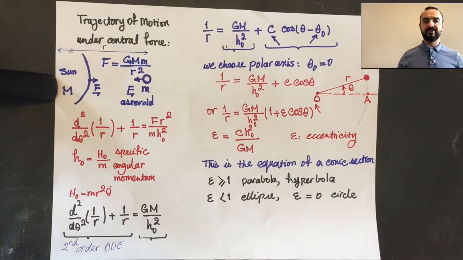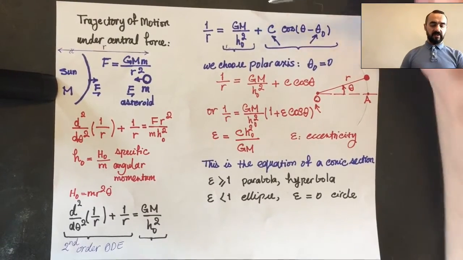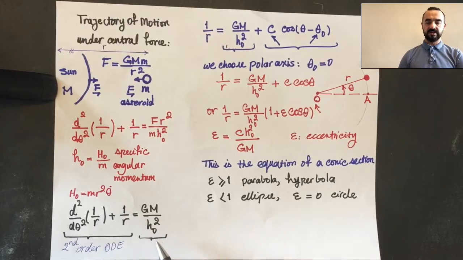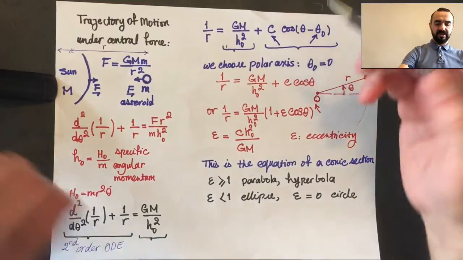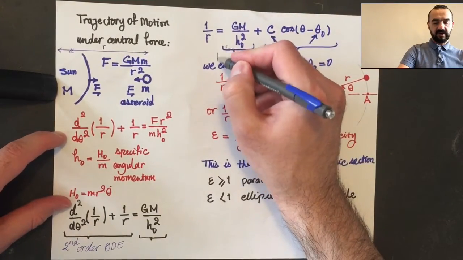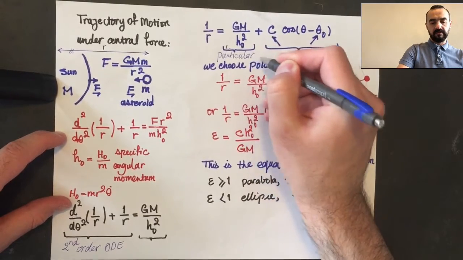To remind you from your ODE course, the solution of a second order ordinary differential equation is the sum of the particular solution and the homogeneous solution. The particular solution looks like your right hand side. So in this case, we have a constant right hand side, so our particular solution would be GM over h0 squared. So this is our particular solution.